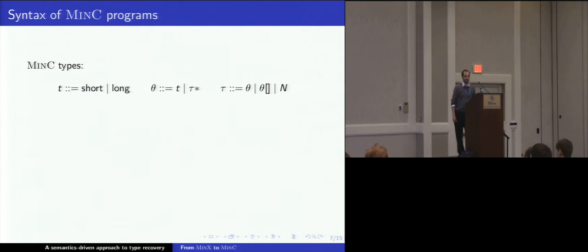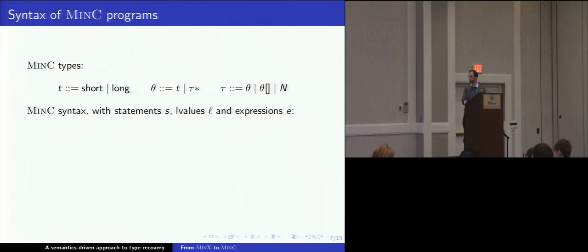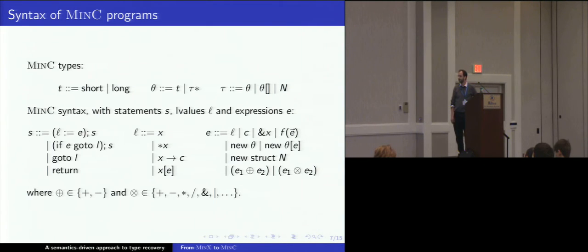So to look at the syntax of MinC programs, because they're a little more complicated, although not too much, we have a very simple type system with short and long. We have theta, which are the types that we can assign to program variables. So they can be short, long, or a pointer. And our pointers can point to our basic types, or to arrays, or to structs named, which are given by their name, n. In the normal way, we have statements, lvals, and expressions. So we have assignment, ifs, if go to, go to, return, variables, dereference, array and struct indexing, allocation and arithmetic.